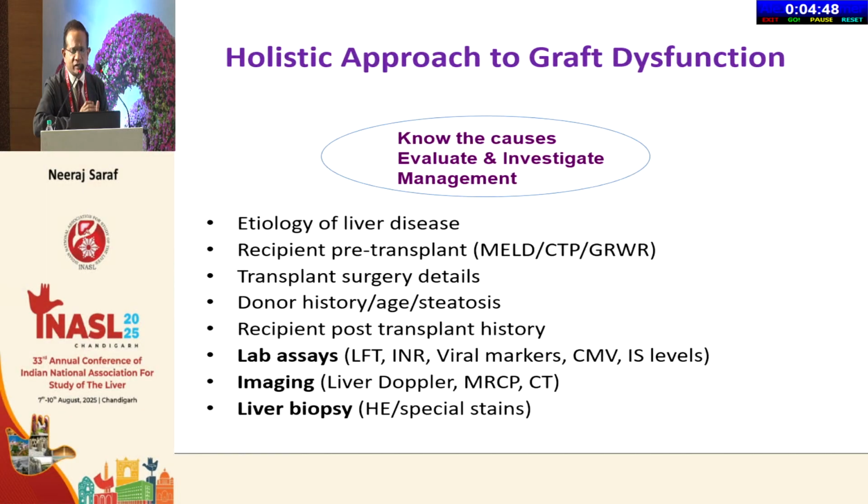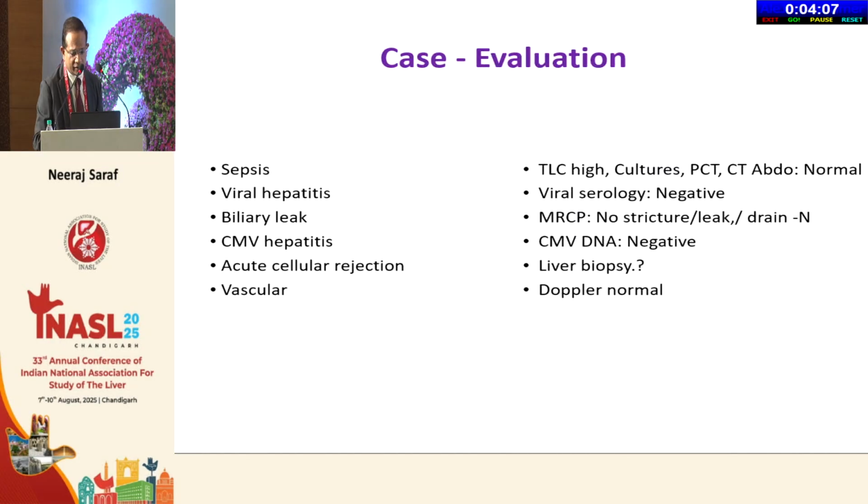When we approach a patient with graft dysfunction, you have to have a holistic approach. It's not just the enzymes or the enzyme pattern. You must go into the background of the patient. You need to know the etiology of the liver disease, the pre-transplant MELD, the surgical details. That's why I showed them here; they may or may not be relevant to this case. You must know the donor history, steatosis, and recipient post-transplant history. All these help us in diagnosing or thinking of what that patient's graft dysfunction could be. Labs are obviously done, imaging is done, liver Doppler, MRCP, CT as required, and a liver biopsy if needed.